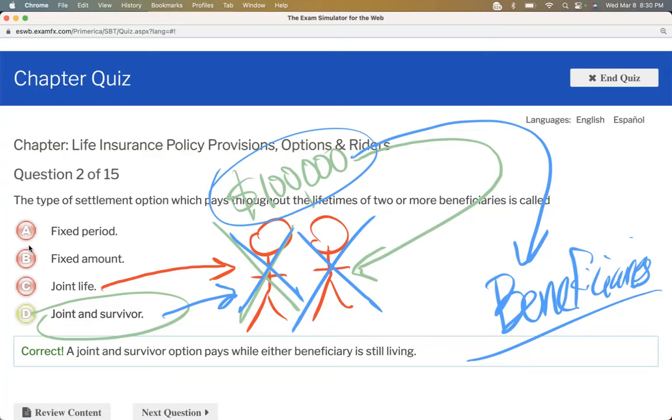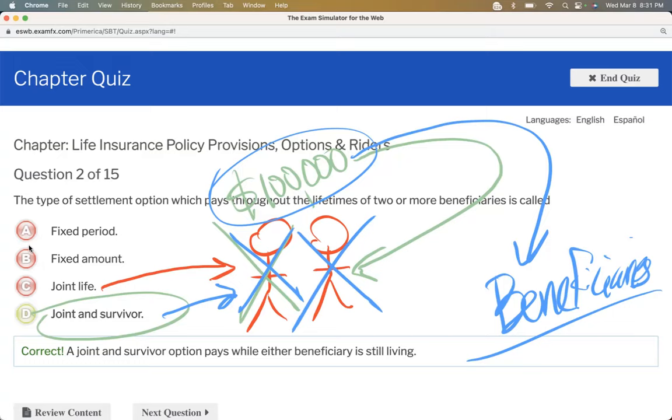Because if it insures two or more people, what if it is insuring five people? When does it pay? When the last one dies. If the first one dies, does it pay? No. Second one dies, does it pay? No. The third one, no. Fourth one, no. Fifth one, yes. Because the fifth one was the last one. So joint and survivor is when the last one dies, everything gets paid out. Questions? Any questions? This one's a little tricky, okay? Okay, I got it. Because it's talking about settlement options.